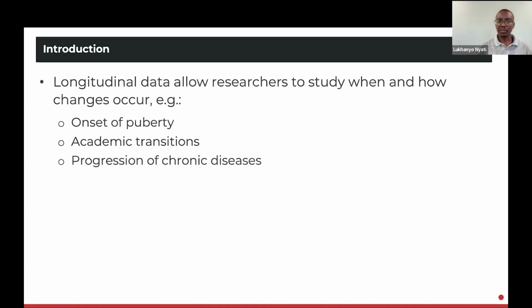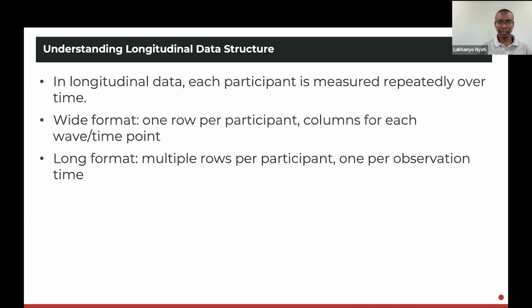And so these types of studies allow us to assess these changes, and also the timing of certain events during the life course of human development, such as the onset of puberty, for example, the timing of disease and the progression of disease.